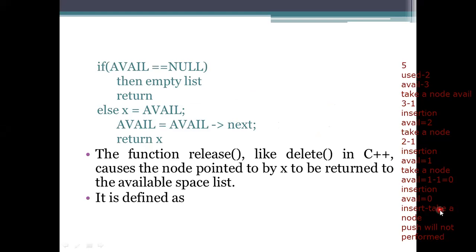In this case where avail is equal to 0, we need to specify that the list is empty and we cannot perform the insertion. Otherwise, if x is equal to avail, space is there, so we insert the value into that node and decrement. Decrement has to be done because the available spaces have to be updated.